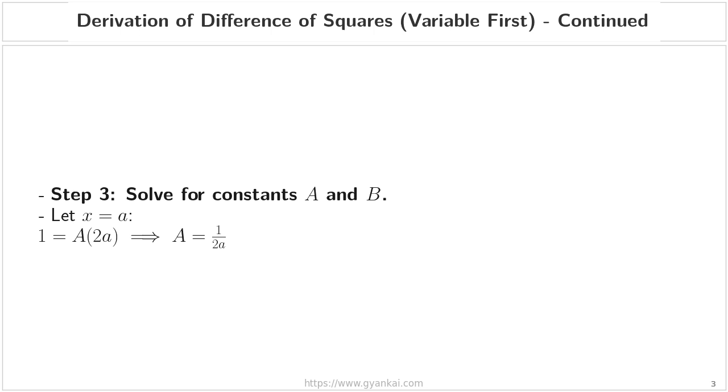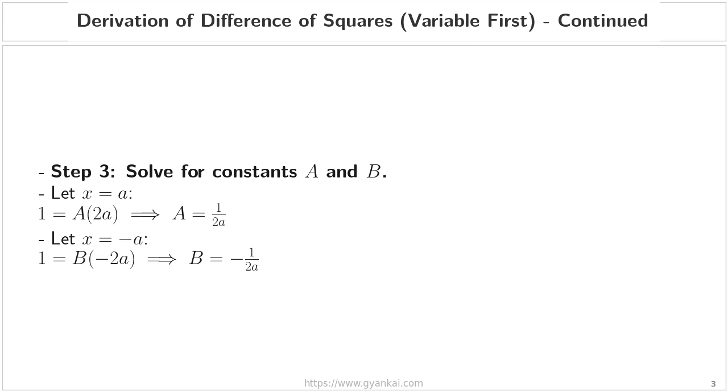Remember from the previous slide, we arrived at the equation 1 equals A times x plus a plus B times x minus a. To find A, we'll use a clever trick. We'll substitute a value for x that eliminates B, so let's set x equal to a. If we substitute x equals a into our equation, we get 1 equals A times a plus a, plus B times a minus a. This simplifies to 1 equals A times 2a. Solving for A, we divide both sides by 2a, giving us A equals 1 over 2a. Now, to find B, we'll do the same thing, but this time we'll substitute x equals negative a.